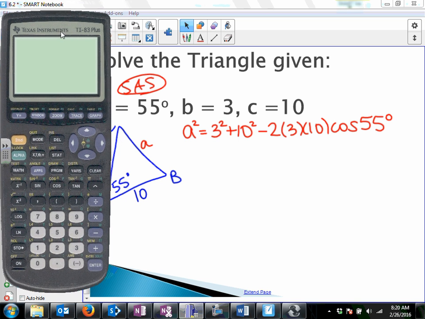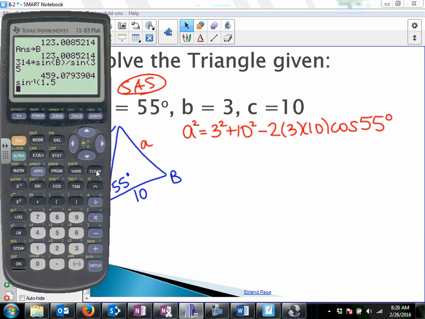Okay, so with your calculators, on the right side of your equation, put that in all at once. There is no point to doing things individually, okay? We have nice calculators where you can see everything displayed. So we are going to take 3 squared plus 10 squared minus 2 times 3 times 10 times the cosine of 55 degrees.